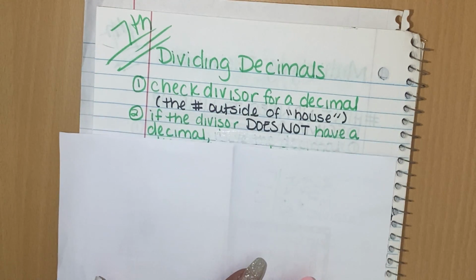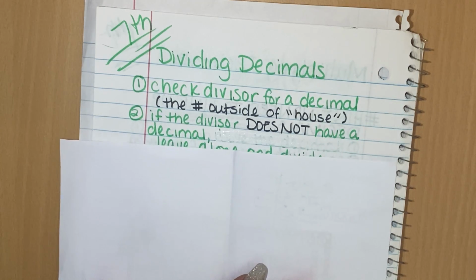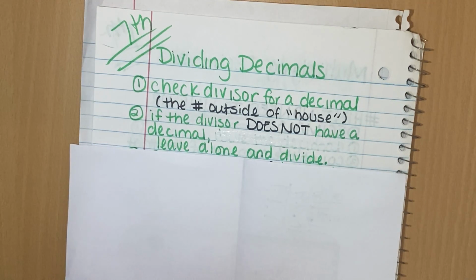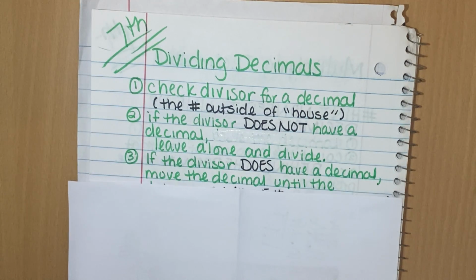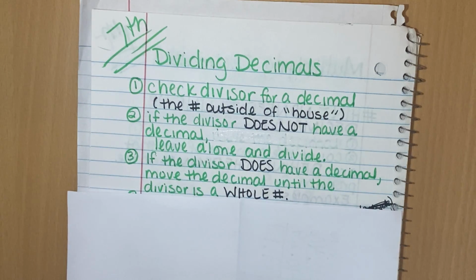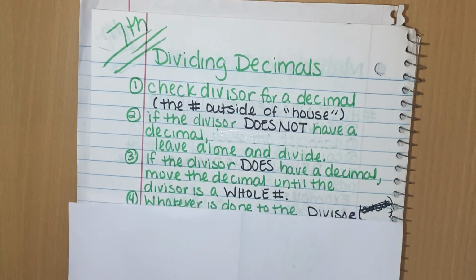Step 2, if the divisor does not have a decimal, leave the problem alone and divide regularly, okay? If the number on the outside of the house does not have a decimal, leave the problem alone and divide regularly. If the divisor does have a decimal, you are going to move that decimal until the divisor is a whole number, okay?